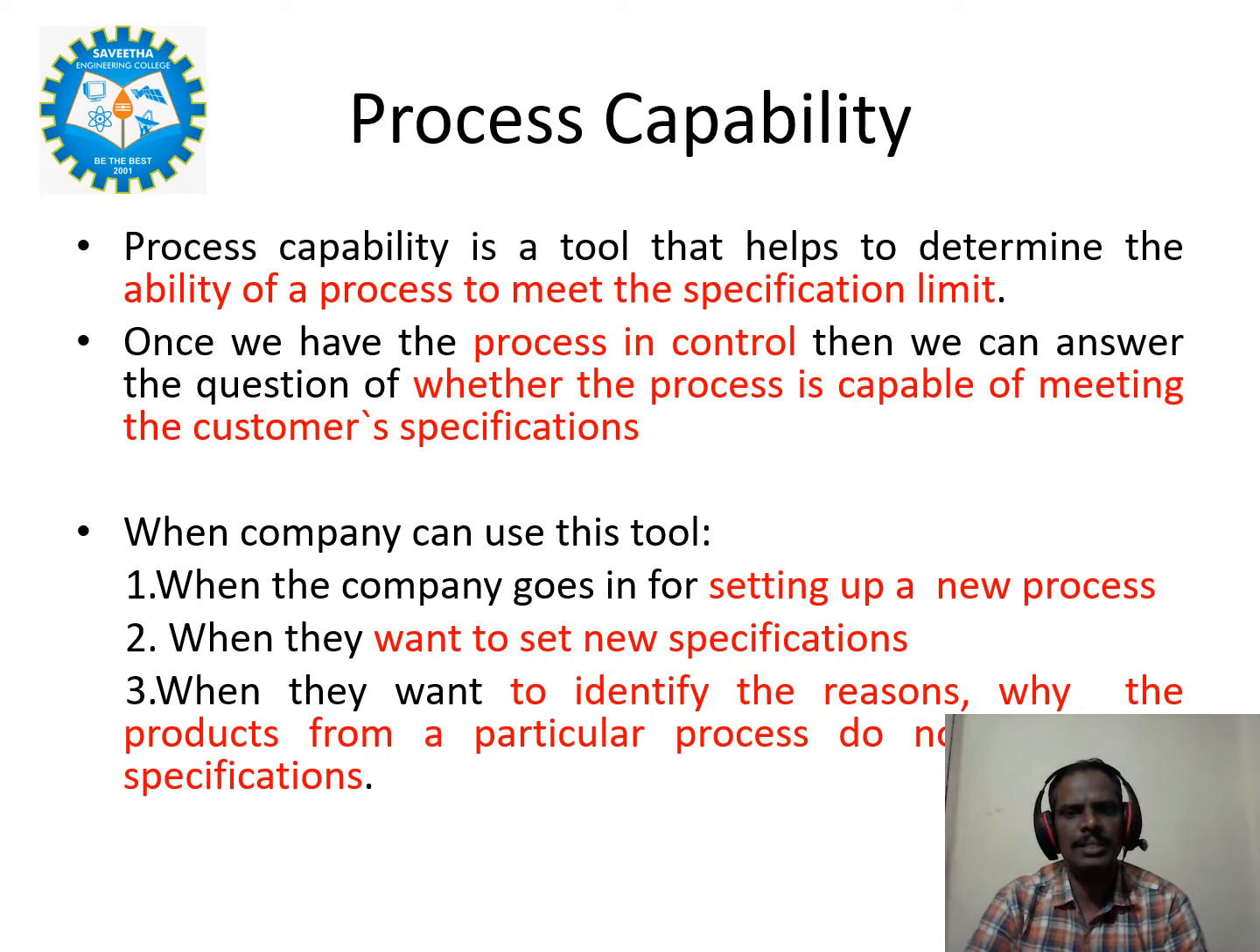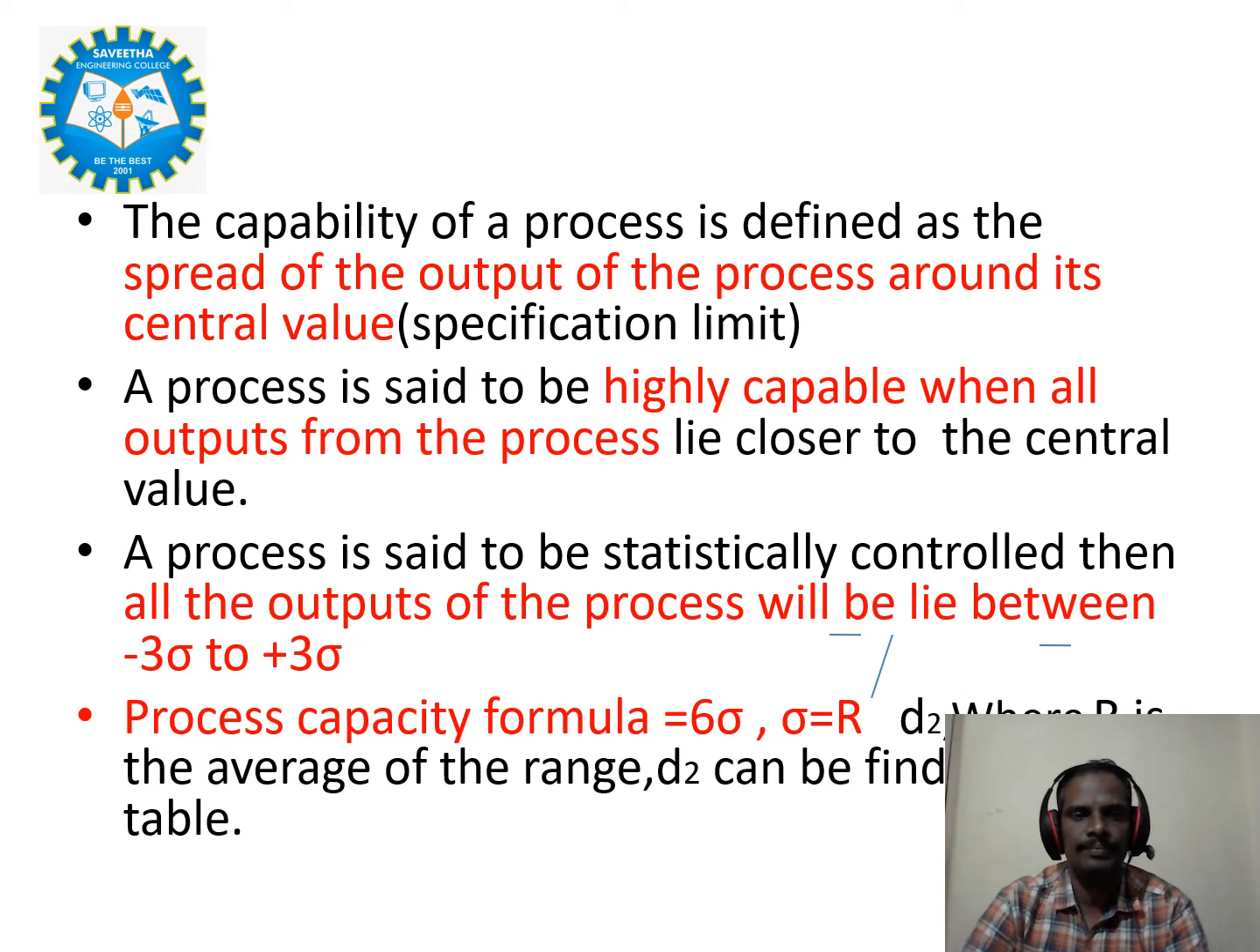Process capability is a tool that helps to determine the ability of the process to meet the required specification limit. Once we have the process in control, then we can answer whether the process is capable of meeting the required specification or not. A company can use this tool when setting a new process or new specifications, or to identify the reasons why the product from a particular process does not meet the specification. On those types of characteristics, we can go for process capability.